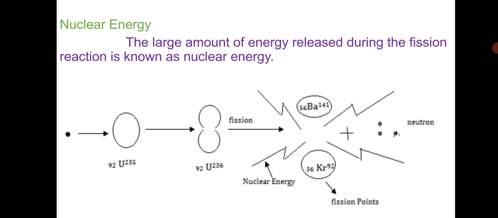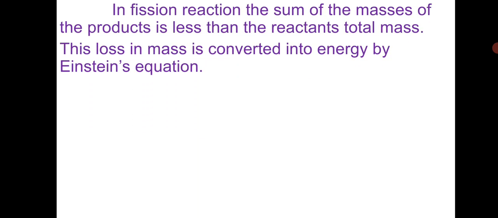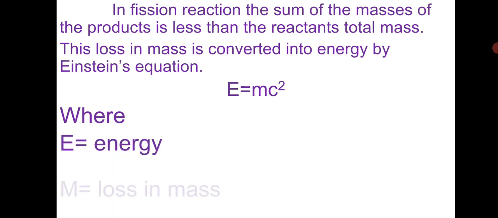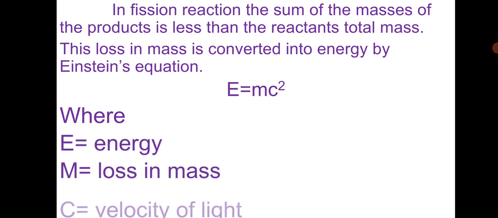The large amount of energy released during the fission reaction is known as nuclear energy. In a fission reaction, the sum of the masses of the products is less than the total mass of the reactants. Therefore, the loss in mass is converted into energy by Einstein's equation, E = mc². We know that E means energy, m means the loss in mass, and c is the velocity of light.